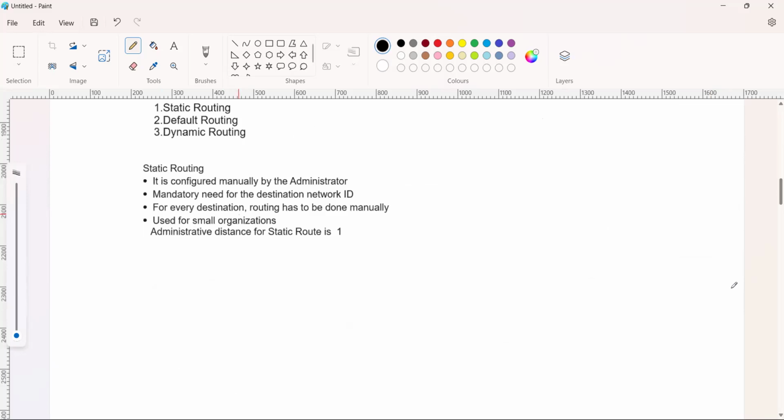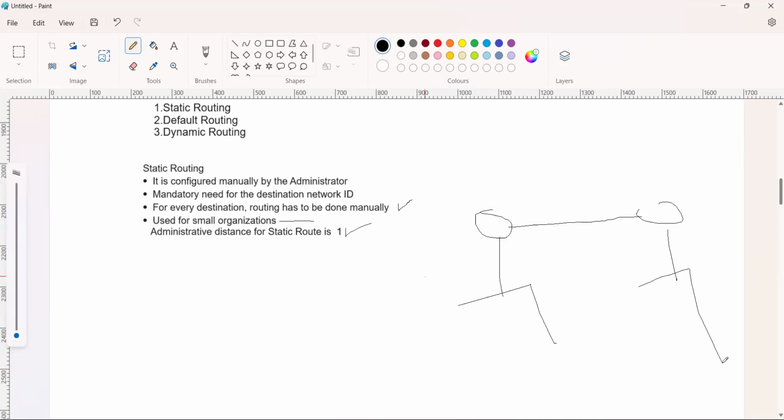For every destination, routing has to be done manually. That is what it means: every destination routing has to be done manually. It is for small organizations. If you have only this kind of organization, with one or two branches in between, this is your branch LAN location and this is your LAN location within an organization, within a building, within a campus network, it is good. If you have a large organization, it won't work. And the AD value used is 1.